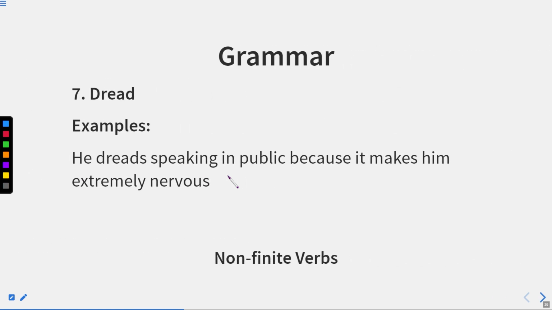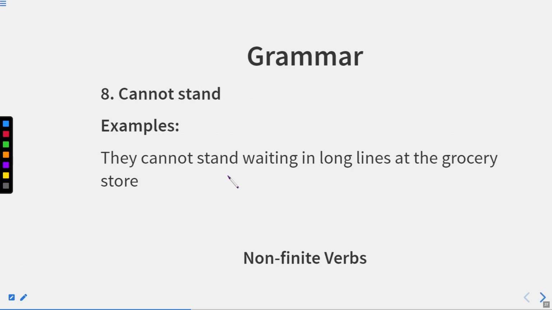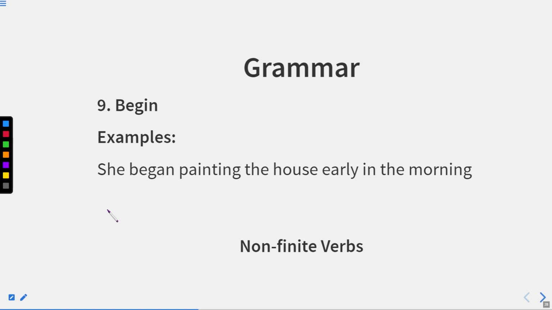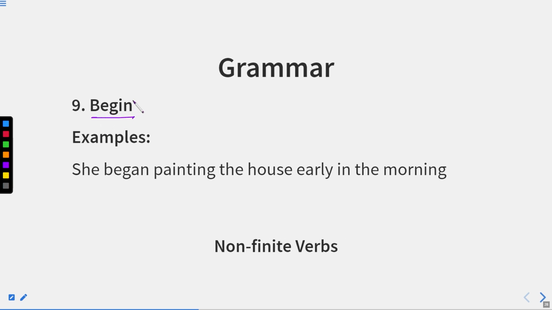Dread. He dreads speaking in public because it makes him extremely nervous. Cannot stand. They cannot stand waiting in long lines at the grocery store. So cannot stand and dislike are similar. Begin. Again, with the word begin, we can have both structures. We can either have an infinitive or a gerund, but they will differ in their meanings.